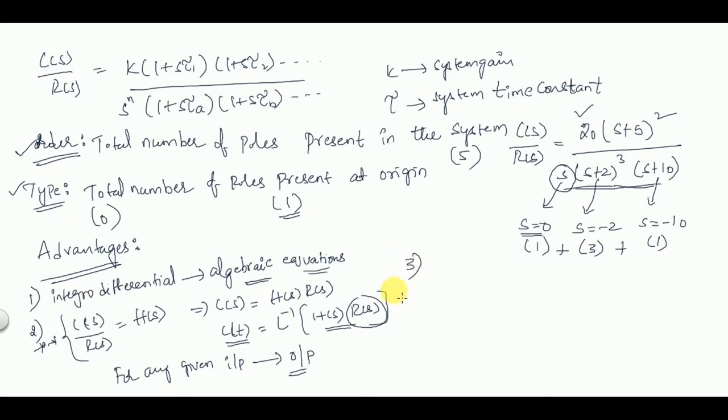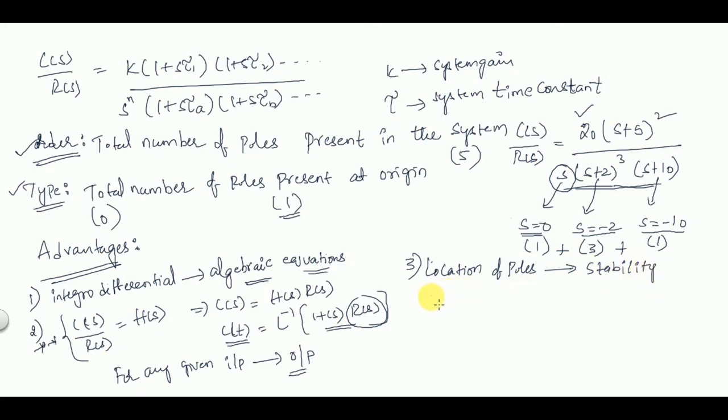And third, from the transfer function we are going to locate the poles. There is a pole here at origin, there is a pole at s is equal to minus 2, a pole at s is equal to minus 10, and so on. So the location of the poles is going to be identified. When the location of the poles is identified, we can comment on the stability of the system.